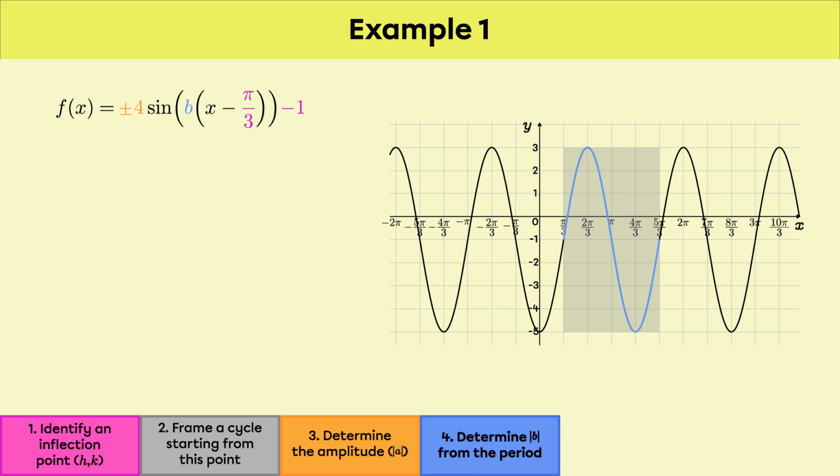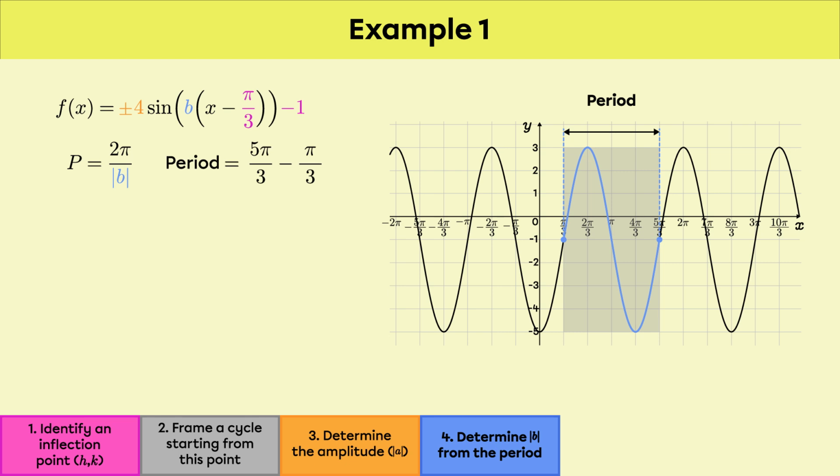To find the value of B, we use the following equation: P equals 2π divided by the absolute value of B. The period is the horizontal interval between the beginning and the end of the cycle. That is, the length of the base of the rectangle. In this case, the period corresponds to the distance between π/3 and 5π/3.